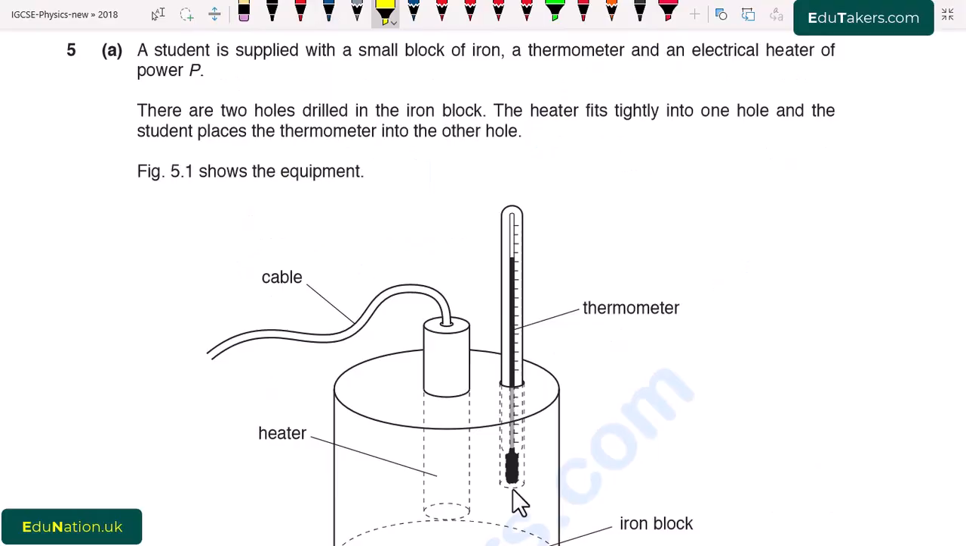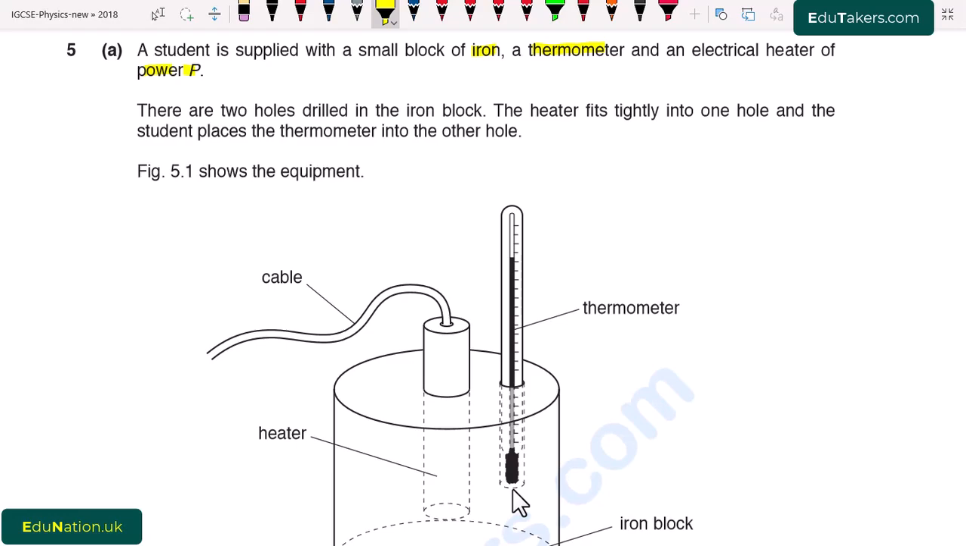Question number 5 part A. A student is supplied with a small block of iron, a thermometer and an electrical heater of power P. So there are three things. First of all, a small block of iron, thermometer that is used for the measurement of temperature, and the electrical heater whose power is P.